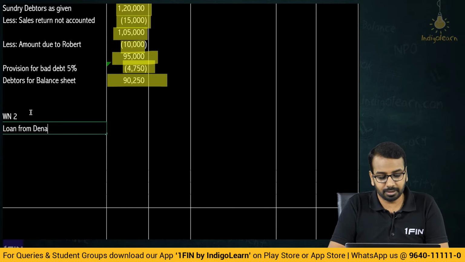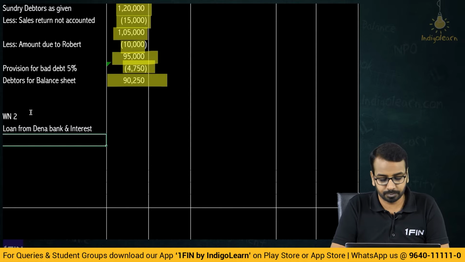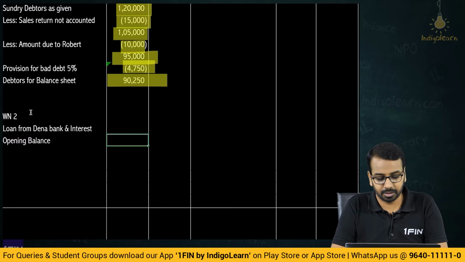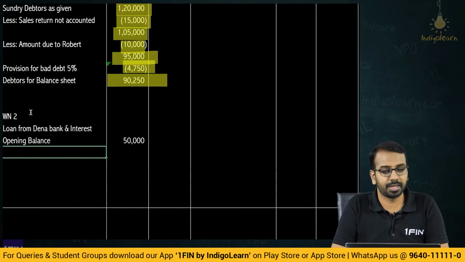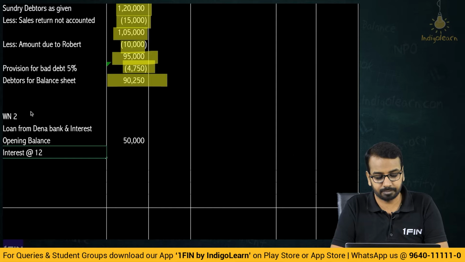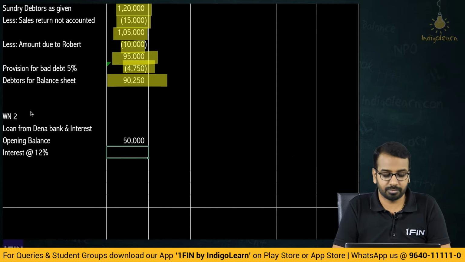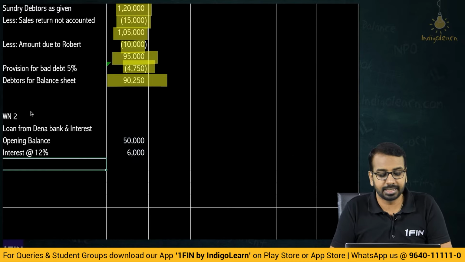Loan from Dena Bank and interest. Okay. Now, opening balance 50,000, right? Interest at 12%. Sir, why interest? Interest at 12%, 50,000 into 12%, 6,000.